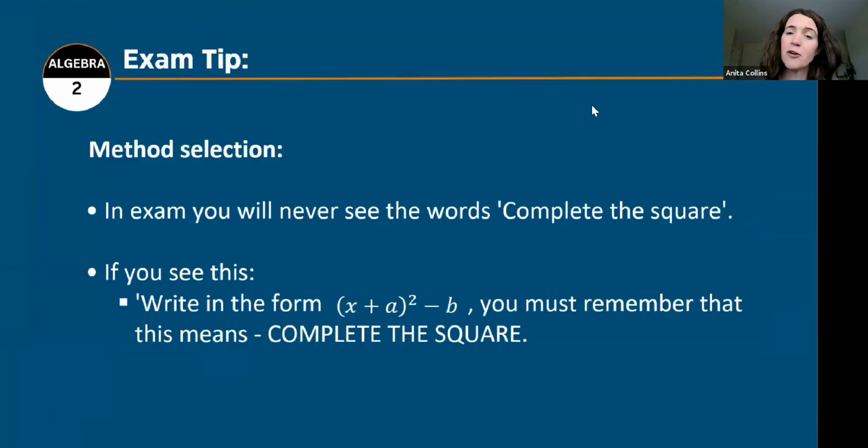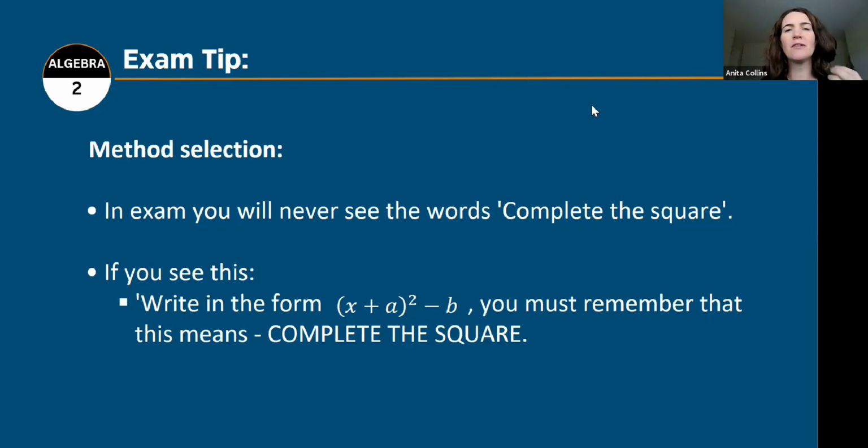Right, an exam tip for you is that in an exam situation, I don't think I've ever yet seen the words complete the square in an exam. That's the name of the technique. But we've got this thing that we need to be aware of, which is method selection. And method selection is when you're in an exam and you're looking at a question, or when you're doing your homework, you're looking at a question, and it doesn't specifically tell you what to do. How do you figure out what technique to use?